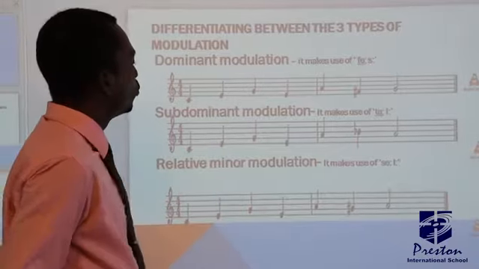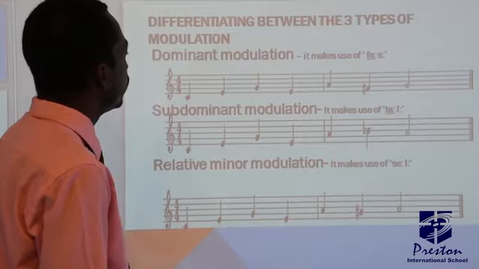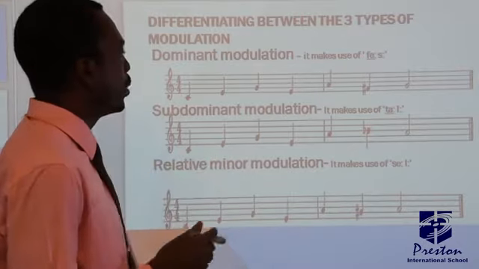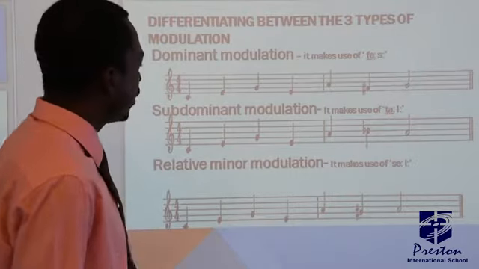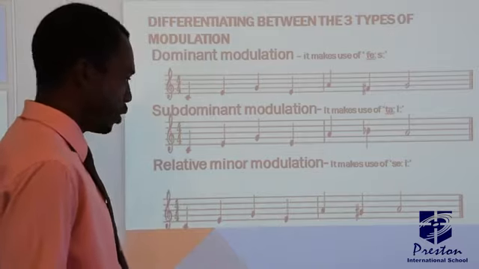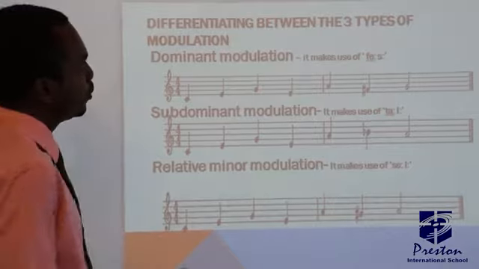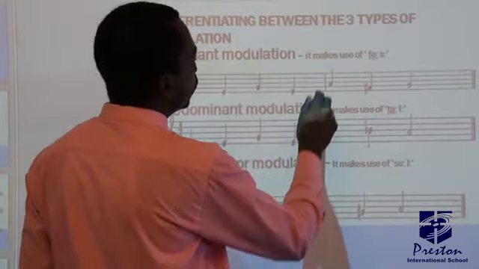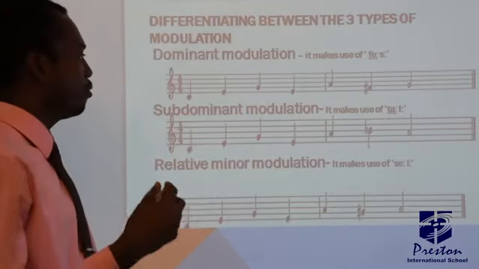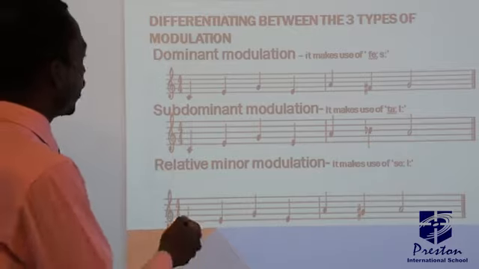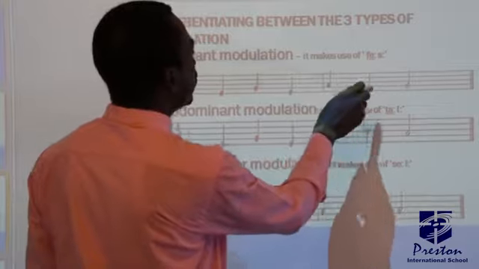So I've been able to do this for you, and the modulations have a particular way of modulating, whether it's dominant modulation, subdominant, or relative minor. The one we have here, the first one, is dominant modulation. It makes use of fi, so. So when you hear any music and you are hearing that fi, so, that will give you modulation. Like what we have here now: do, mi, so, mi, la, fi, so.